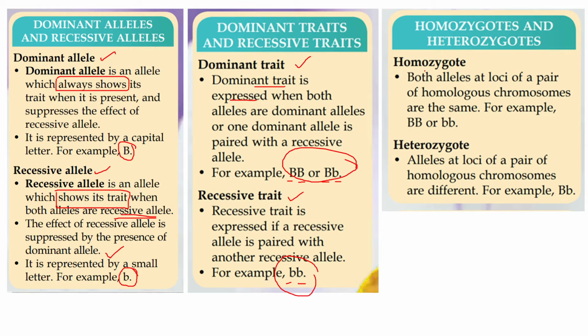Okay, next one is homozygote versus heterozygote. This one is simple. Homo means the same. Hetero means different. Kita ada sebut tentang alleles at the loci of a pair of homologous chromosomes, right? So if they are the same, meaning both dominant alleles ataupun both recessive alleles, ini kita panggil dia sebagai homozygote lah. But if the alleles at the loci of a pair of homologous chromosomes are different, one dominant, the other one recessive allele, then this is heterozygote.